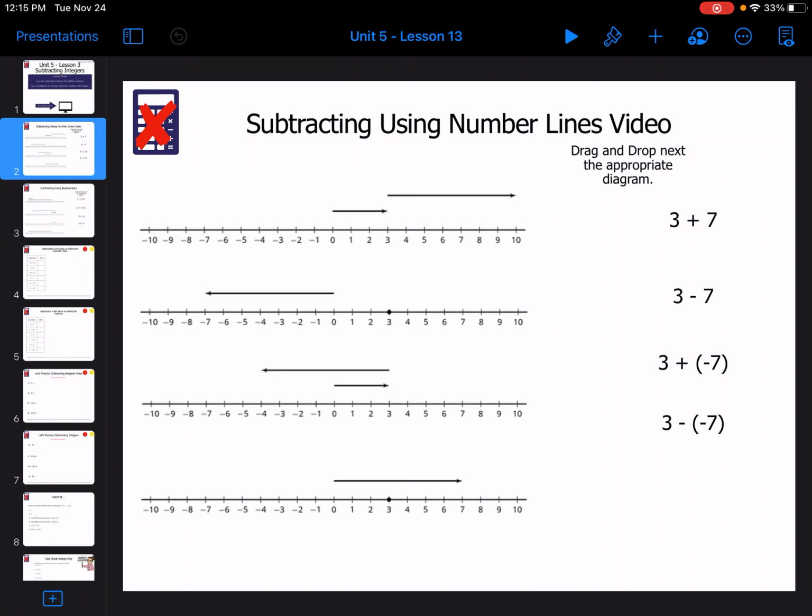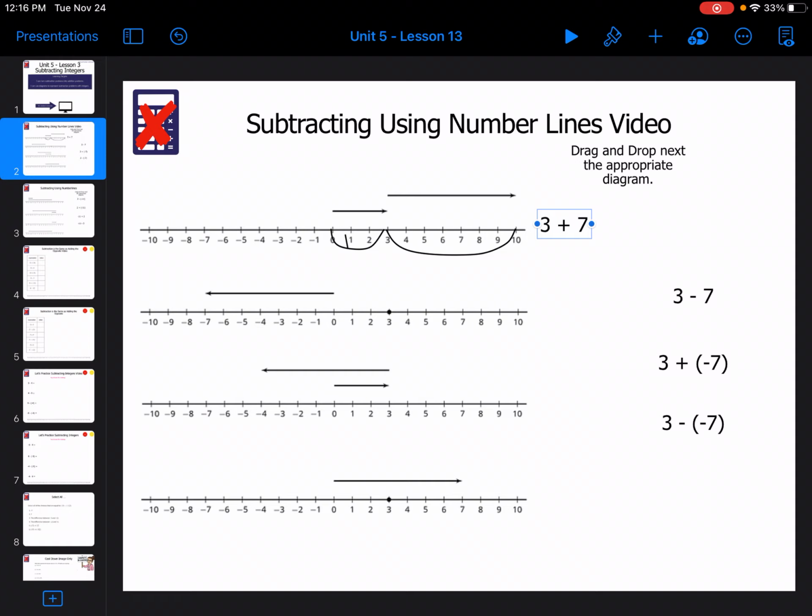So I can see in my picture that I'm going positive 3. I'm going from 0 to positive 3, and then I'm going from 3 to 10. So I'm ending on 10. So if I looked at it, I would know that 3 plus 7 should go here. The next one shows I'm on 3, and then I'm going in a negative direction, and I'm going a negative 7.